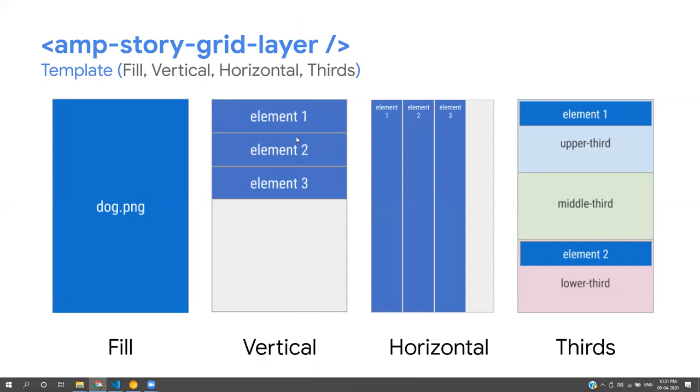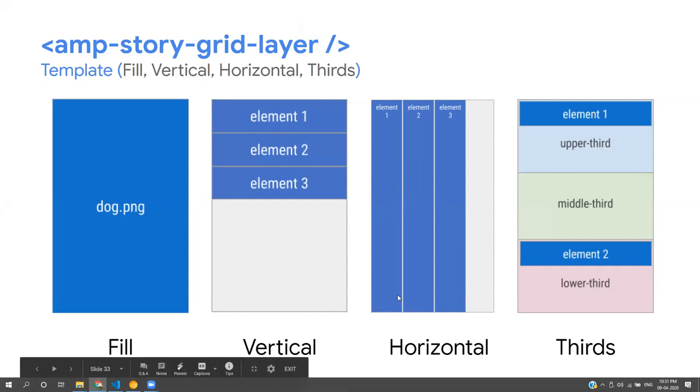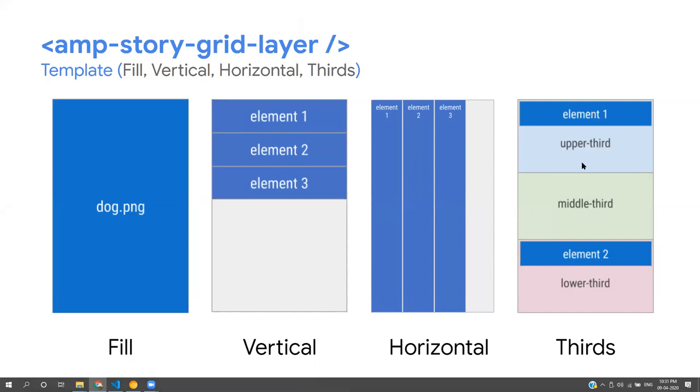And second, we can add elements in a vertical order, so we can add element one and element two. And if I want to add elements in horizontal view, we have to add template equal to horizontal. And the fourth one is thirds. We have three sections: header, body and the footer sections.